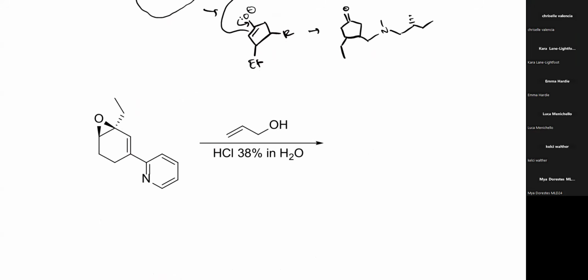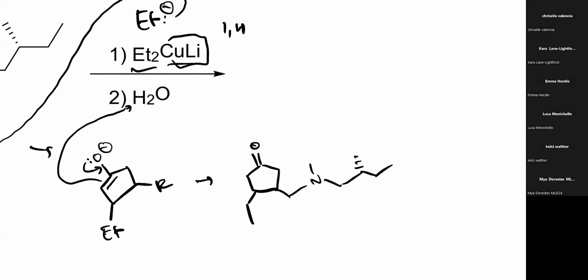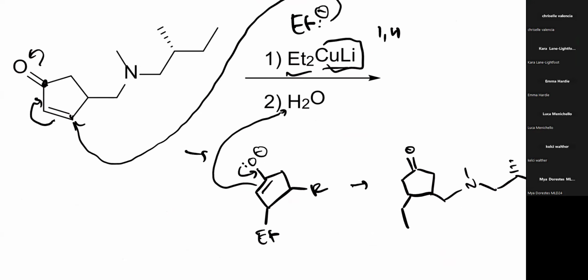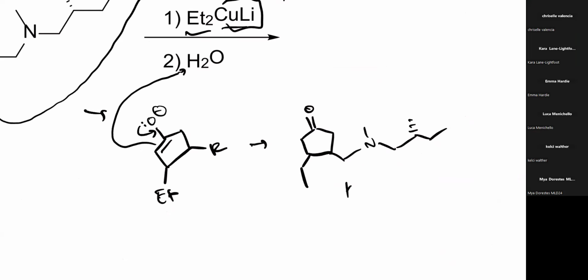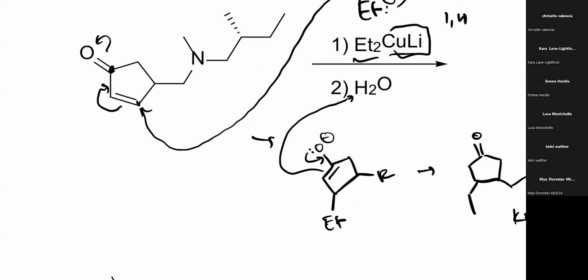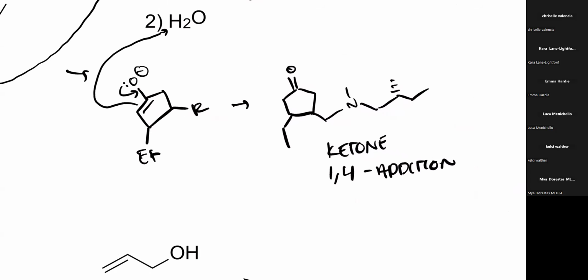What's that reaction called? What is this? For the functional group names, we formed this ketone here. This one's a weird one, it would be hard to name, right? We formed a ketone. It's a 1,4 addition. That's a good question.